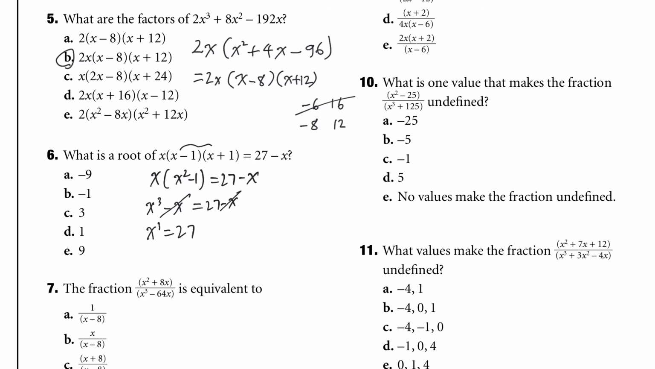So what is the value of x? Well, I take the cube root to cancel the cube and the cube root here. So x is equal to, what's the cube root of 27? It's 3. Why? Because 3 times 3 times 3 gives you 27. The answer is C.